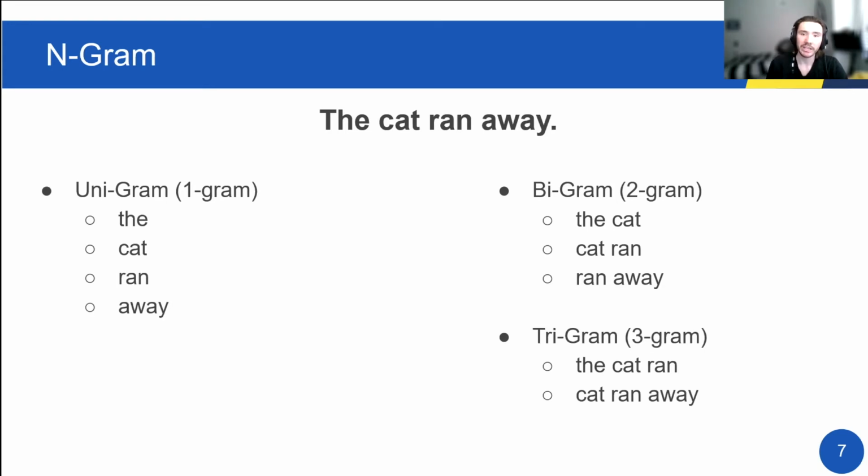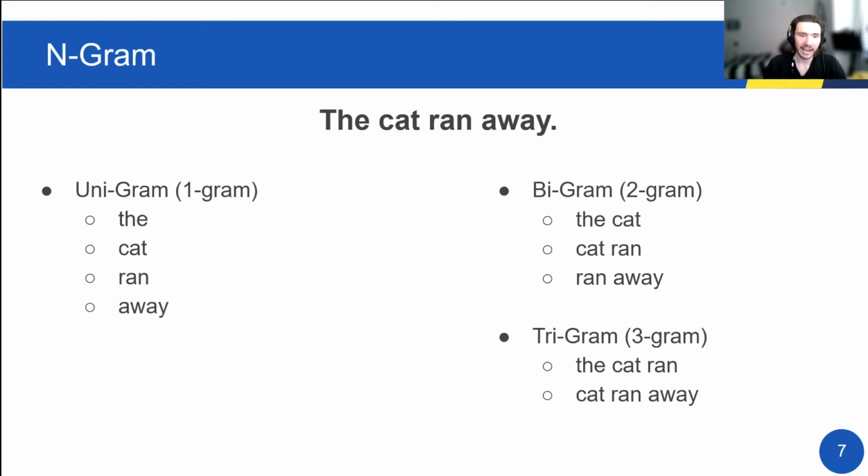So far we tokenized it, but we only used the unigram, or the 1-gram. In this example, we have the sentence, "The cat ran away." If we were to just look at the unigrams, we would see that we have 4 of them: the, cat, ran, and away. That is just looking at each individual word, and we don't really get the context of the entire sentence.